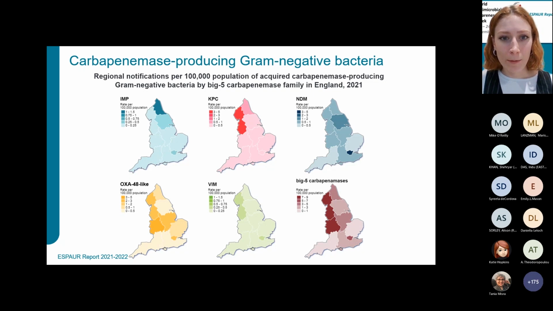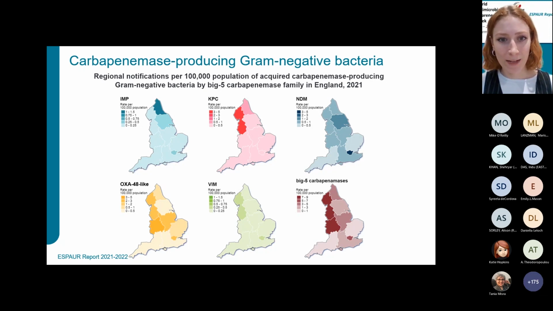So this is again for carbapenemase-producing gram-negative bacteria. And we can see that as well as these differences by social deprivation status, there was also a great deal of variation in the frequency and the region that the big 5 carbapenemase families are being reported from. And these big 5 carbapenemase families are IMP, KPC, NDM, OXA48-like, and VIM.